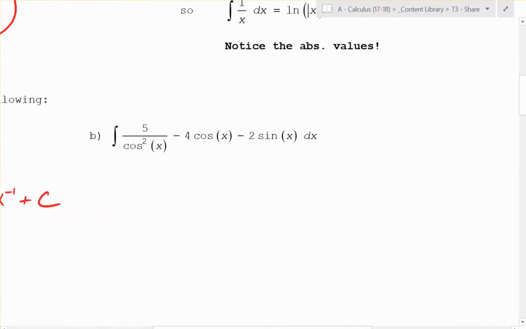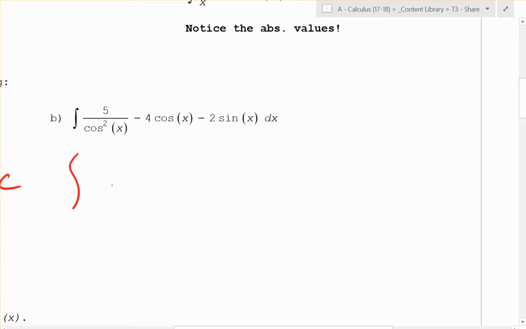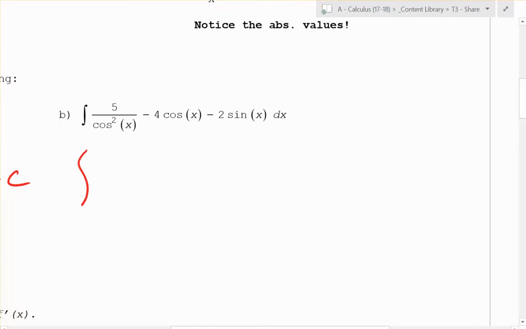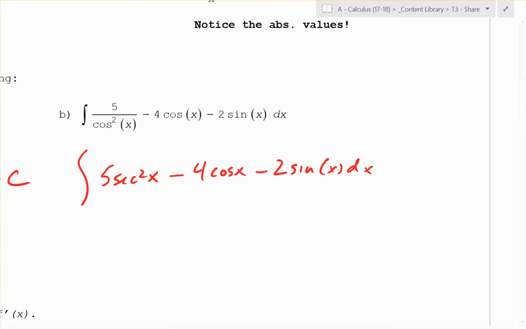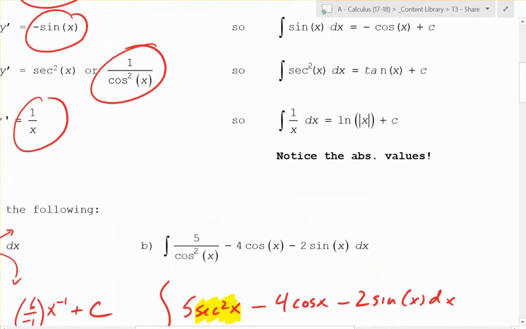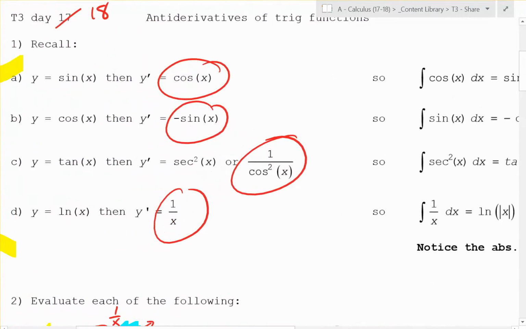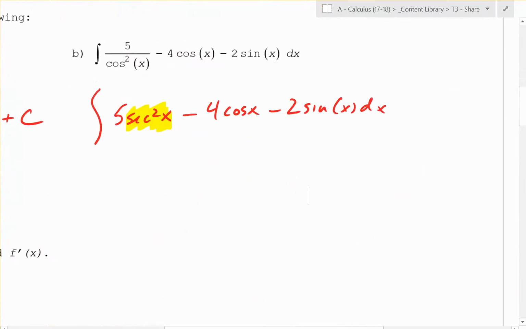So let's go over here. Let's simplify a little bit first here. 5 over cosine squared is 5 secant squared x. And I'm just going to write it out because I like to flatten the whole thing out first. That's just my preference. And then you just need to remember, is there something here that, what is the derivative of what is secant squared? The derivative of what is secant squared? Well, it's that. So it's tangent. So this is going to be right here, 5 tangent x.